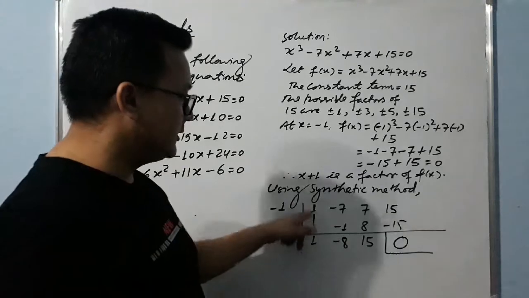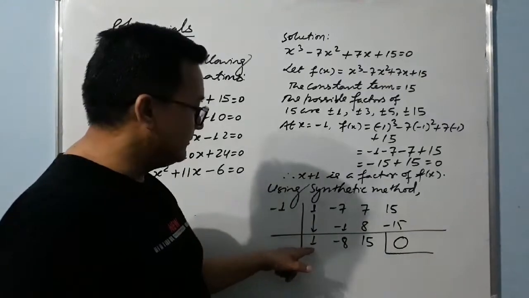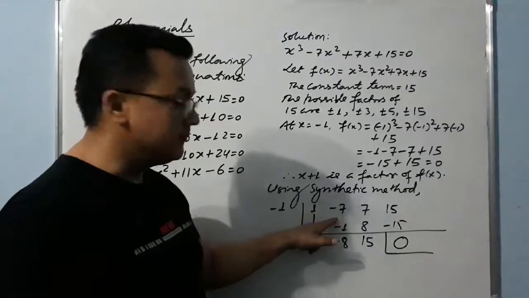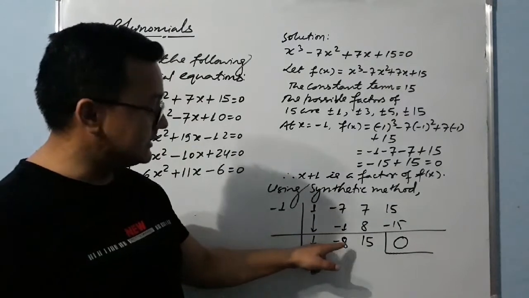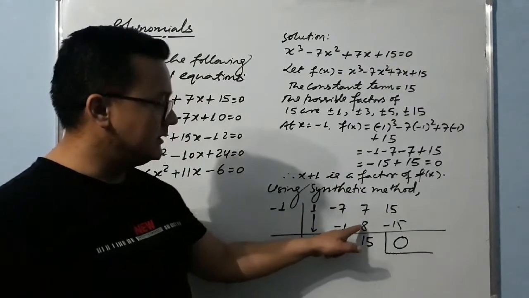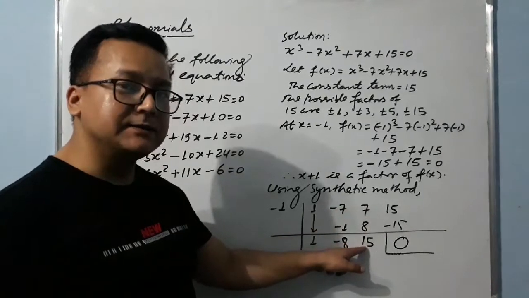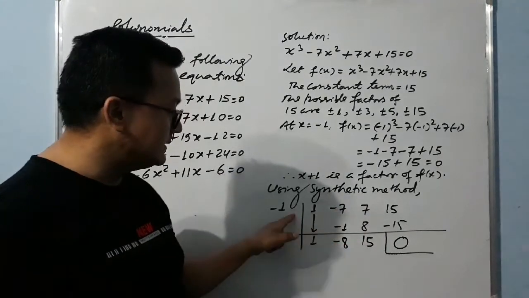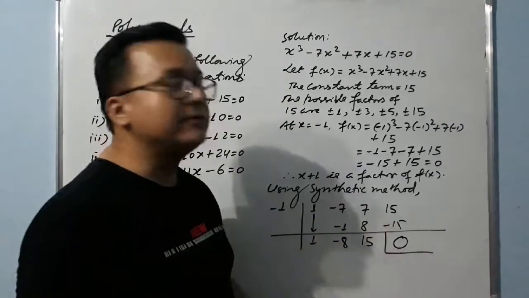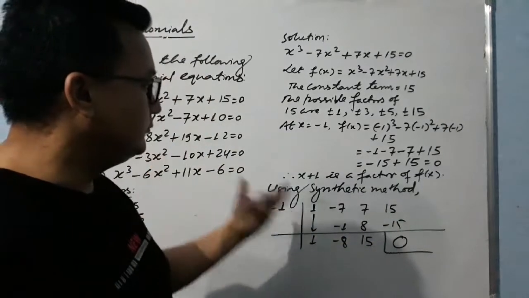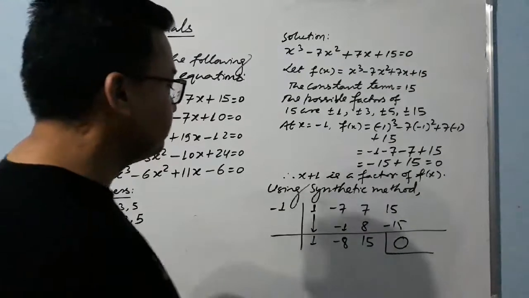Exactly: the first term you write down as it is, then multiply this into this and write it down here, and then add this plus this. Again multiply this into this, write down here, then add 7 and 8 to get this result. Then again multiply this and this and write down here. This is the way to use the synthetic method.